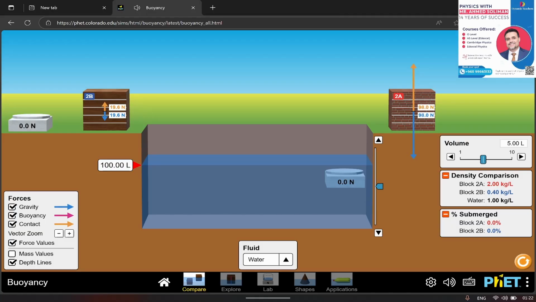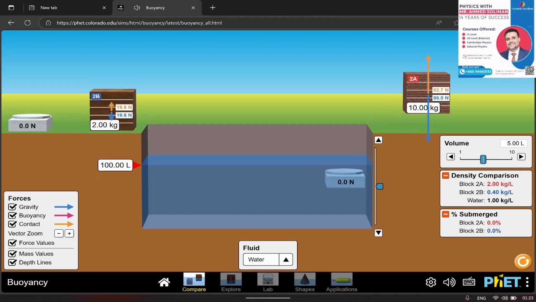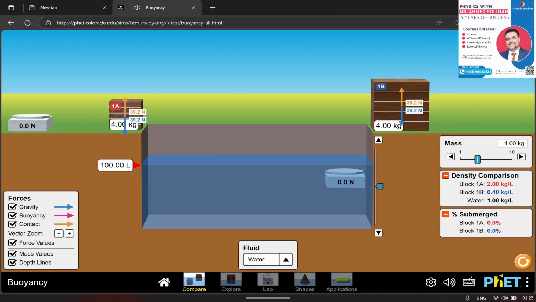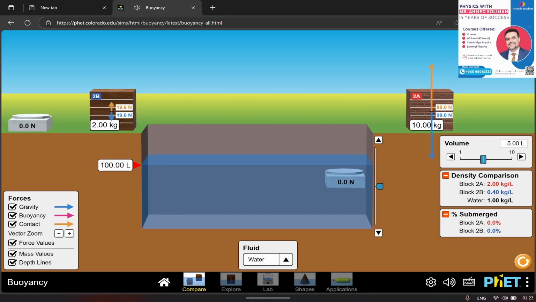Density is mass over volume. So suppose we have the same volume. For example, this mass is 2 kilograms, but this mass is 10 kilograms, but they have the same volume. So which one has a greater mass? Object A has a greater mass, so it has a greater density.